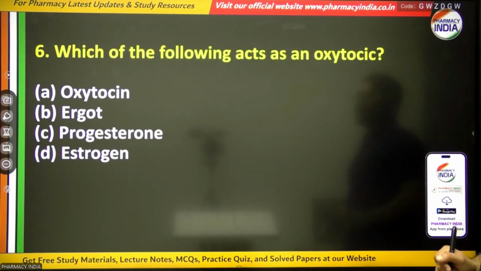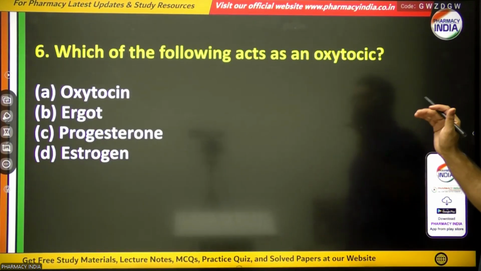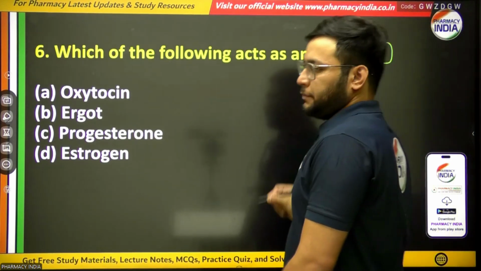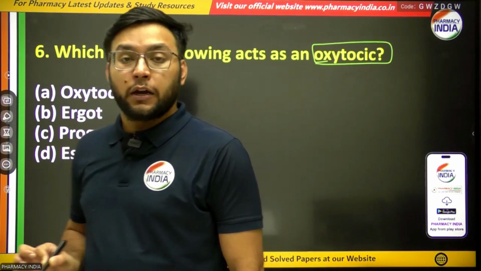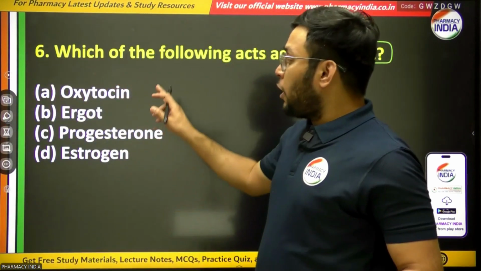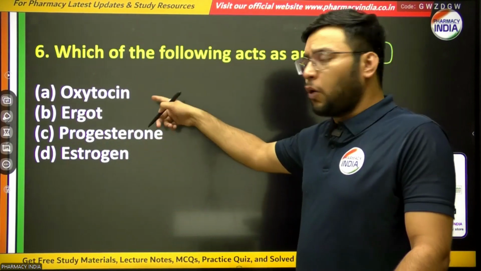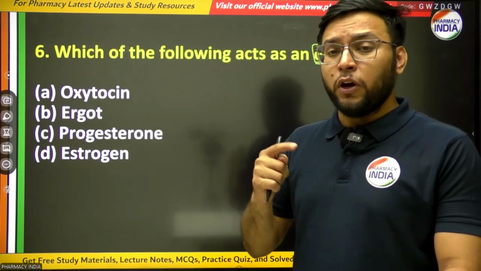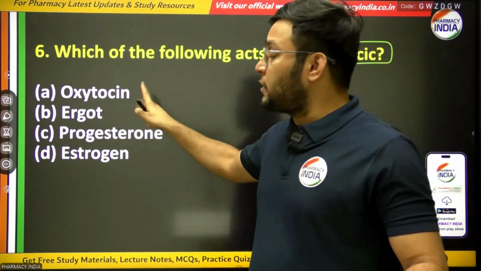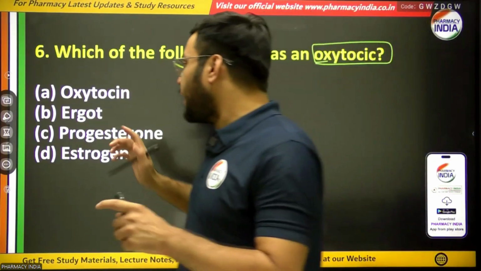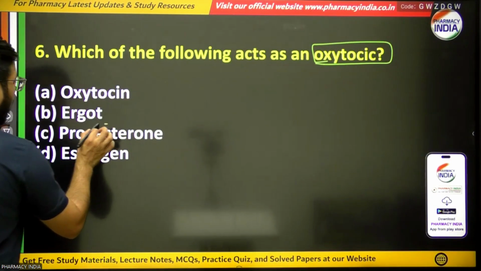Now coming on to the next question. Which of the following acts as an oxytocic? And it is not a plant. From these, which is the oxytocic? Oxytocin. Let me be very clear. If I had not told you, your first answer would be oxytocin. Sir, oxytocic, no. Ergot is used as an oxytocic.